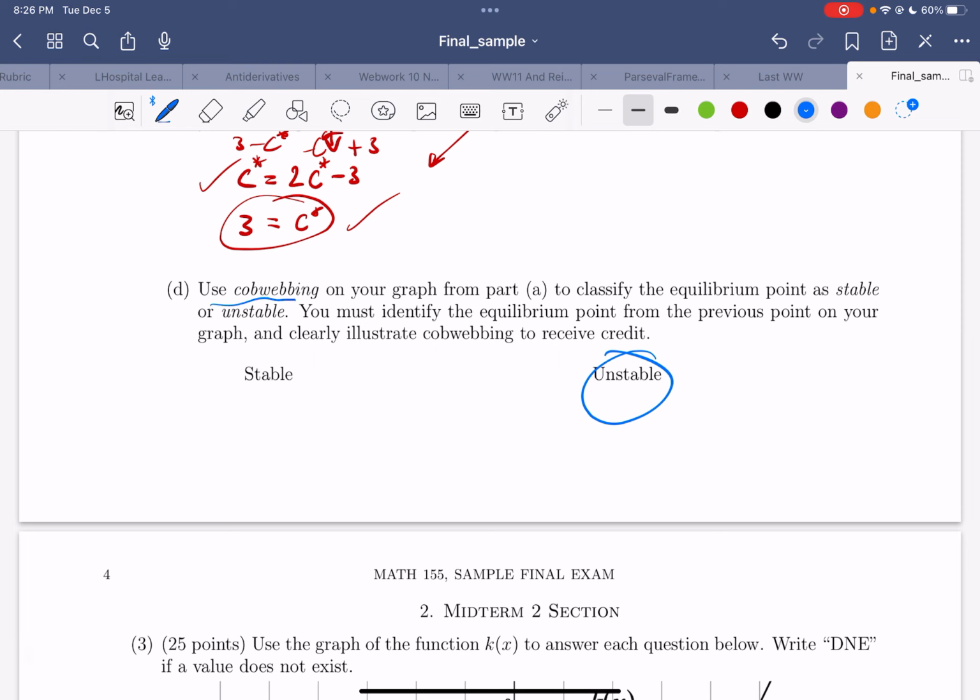So it says use cobwebbing, so they're expecting that drawing. So it's important that we know the steps. Vertical to updating function, horizontal to y equals x. Classify the point, so we've done that. You must identify the point from the previous problem on your graph, clearly illustrate with cobwebbing.